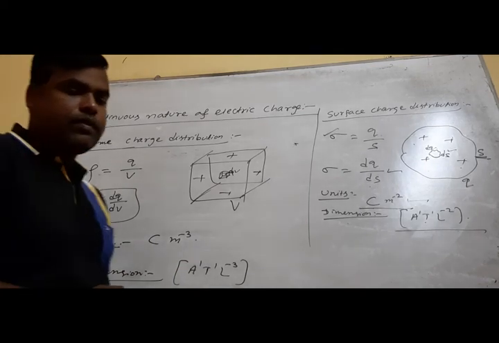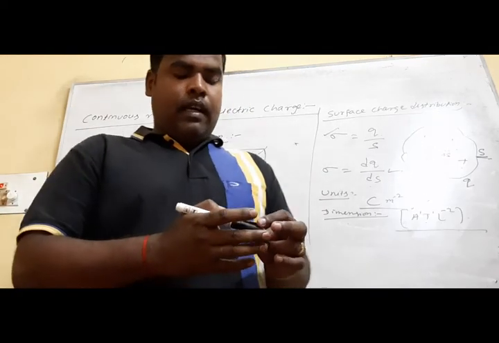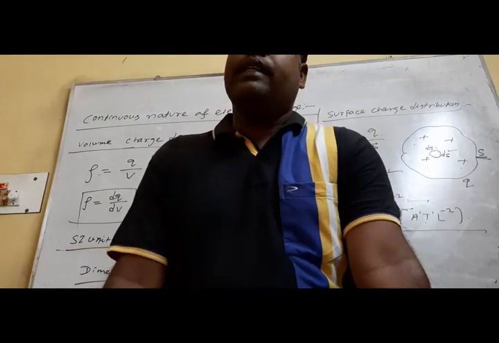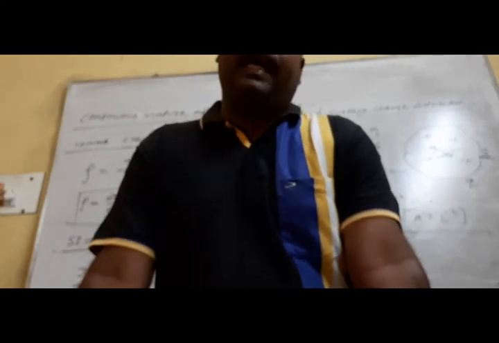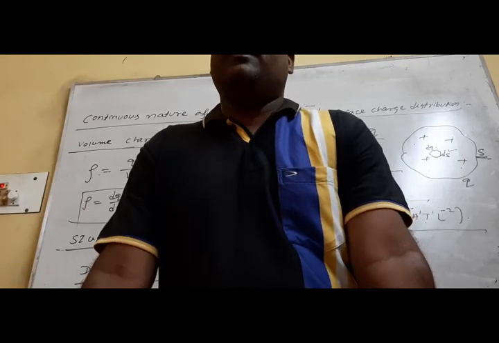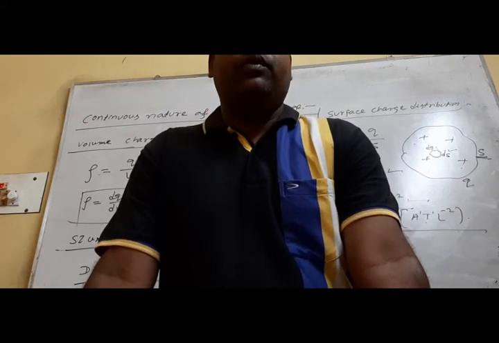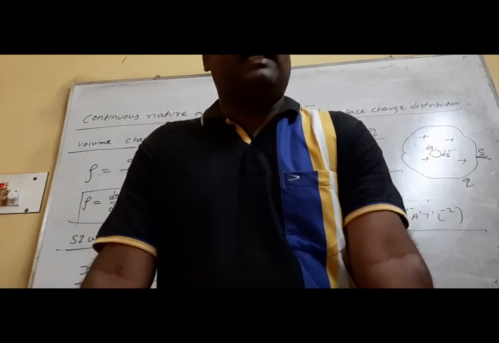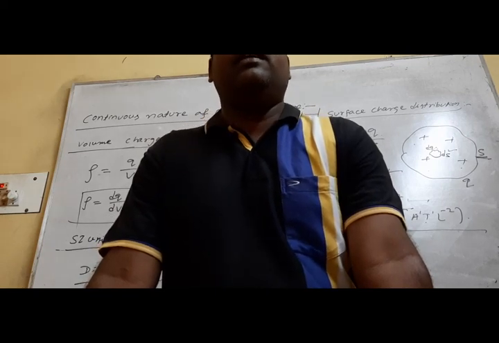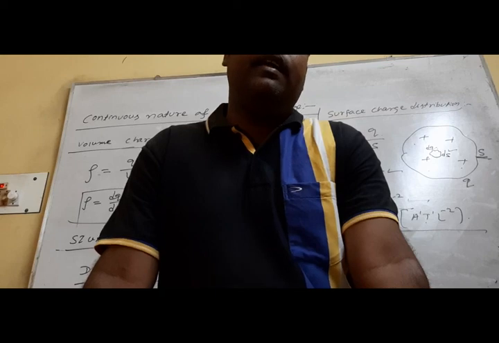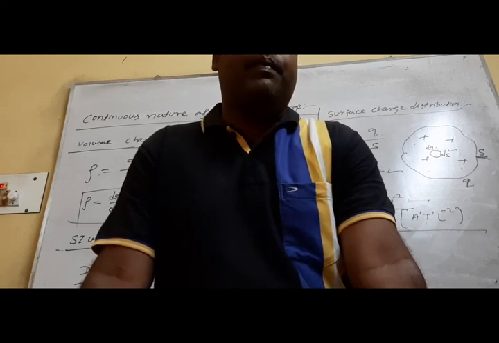So at last, one thing I want to say, you remember, always the charge is discrete in nature, it is quantized. But from macroscopic point of view, we assume the charge is continuously distributed over a body. That may be a line, or maybe a surface, or maybe a volume.